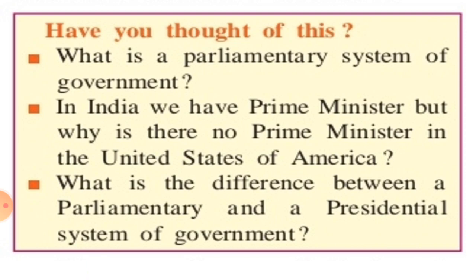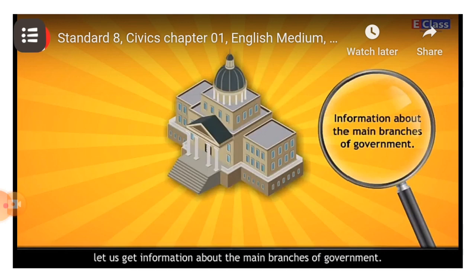My dear students, these questions would lead us to conclude that every country has a different form of government. Before we go ahead to understand different types of government systems, let us get information about the main branches of government. So in this chapter, we are going to learn about the main branches of government.